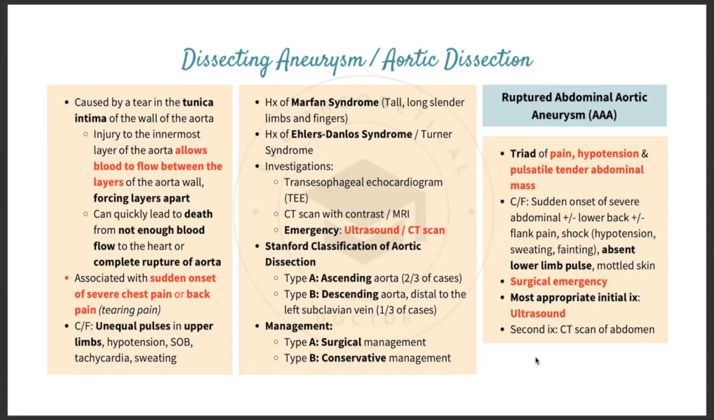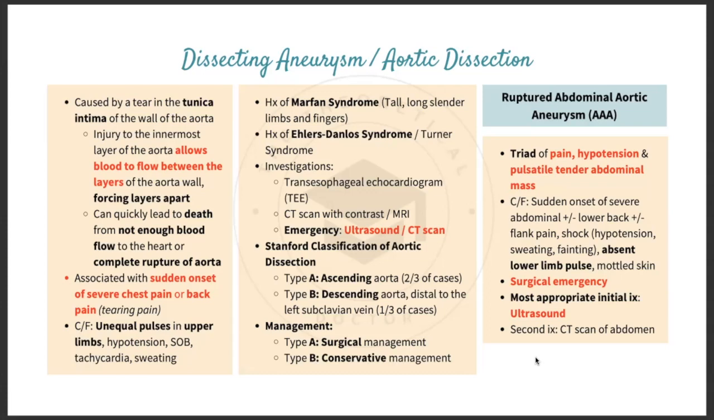And the patient may have unequal pulses in upper limbs. So if you do a physical examination, you'll notice this actually. They may present with hypotension, shortness of breath, tachycardia, and also sweating. You may even ask, does the patient have Marfan syndrome, or does anybody in their family have Marfan syndrome? For Marfan syndrome, they're usually tall, long, slender. They have really long, slender limbs and fingers. Or they may even have a history of Ehlers-Danlos syndrome or Turner syndrome.